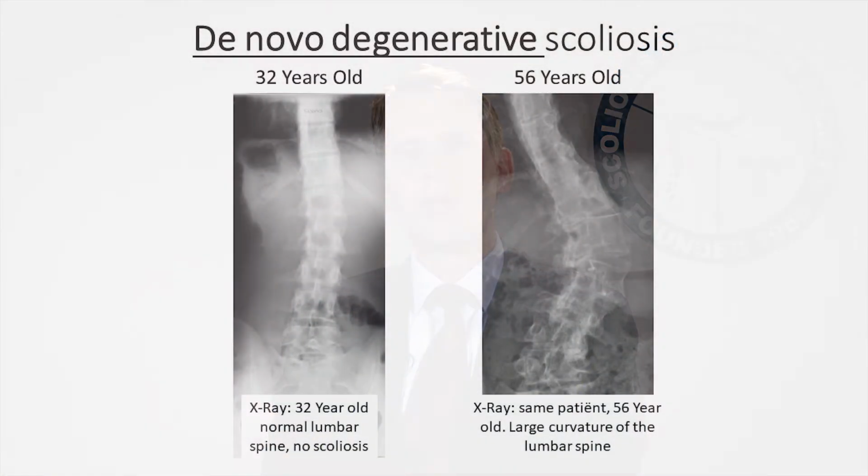Adult degenerative scoliosis is another type of scoliosis. This is a curvature of the spine that occurs in adults, but these adults originally had a normal spine. It's usually a sign of degeneration. Just like in any other joint, the hip or knee, you can get degeneration, and we call it osteoarthritis.